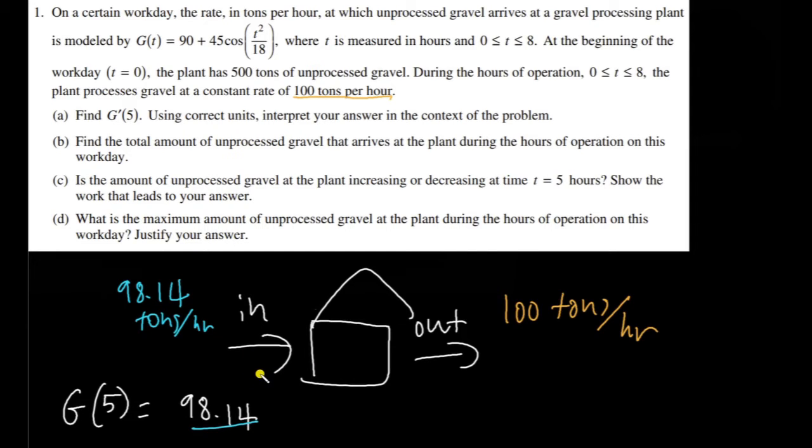This was a 2-point question, 1 point for the answer, and 1 point for making a comparison between the amount of gravel that's going out, which is 100, and the amount of gravel that's coming in, which is 98.14, which is g of 5. Okay, so those are the 2 points, and let's keep on.